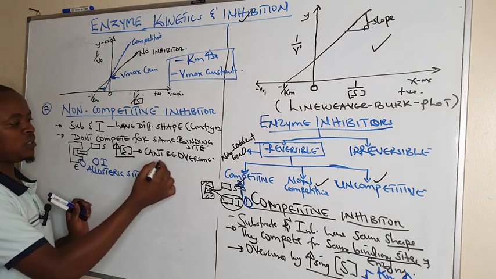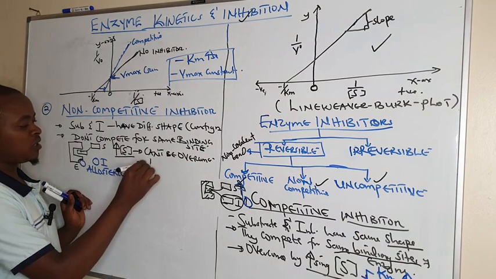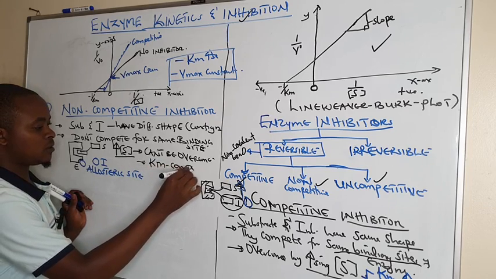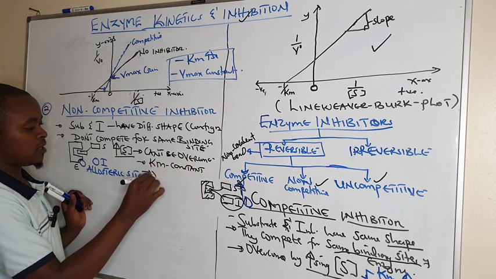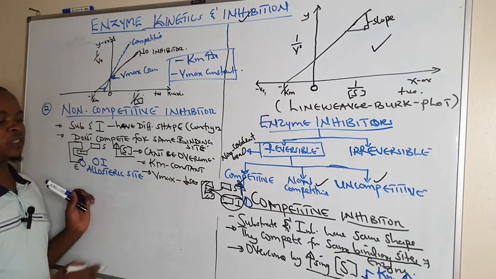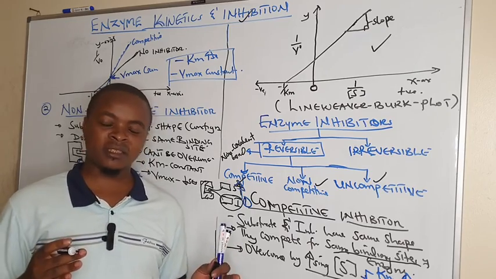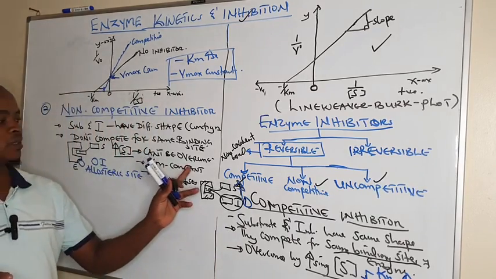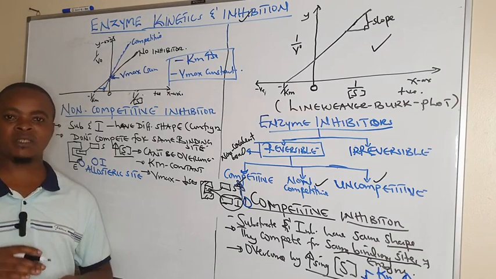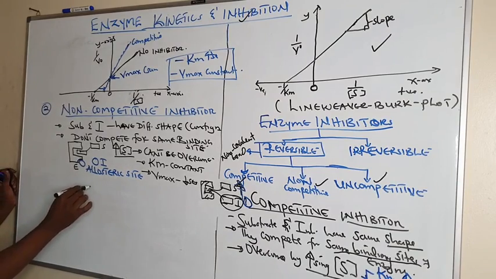And because you cannot overcome this inhibition by increasing substrate concentration, Km remains constant, whereas Vmax decreases. So you cannot attain maximum enzyme activity. We are seeing Km remains constant, but Vmax reduces, meaning you cannot attain maximum enzyme activity. And this one we can illustrate on our Lineweaver-Burk plot.